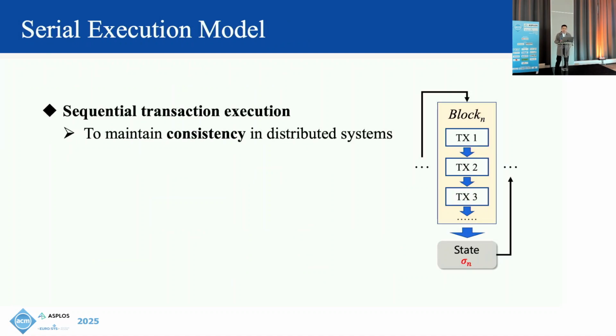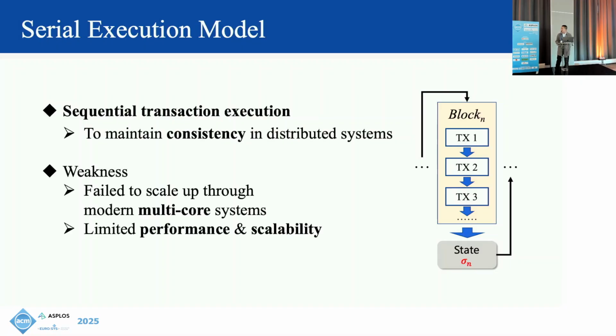To ensure that all nodes in the distributed trustless network agree on the same state view, Ethereum currently uses the sequential execution model. Within each block, transactions are executed one by one, following the preset transaction order. However, this sequential execution model has a major drawback. It completely ignores the potential parallelism offered by all modern multi-core systems. As a result, Ethereum fails to scale, and its execution throughput becomes a bottleneck in the current Ethereum ecosystem.